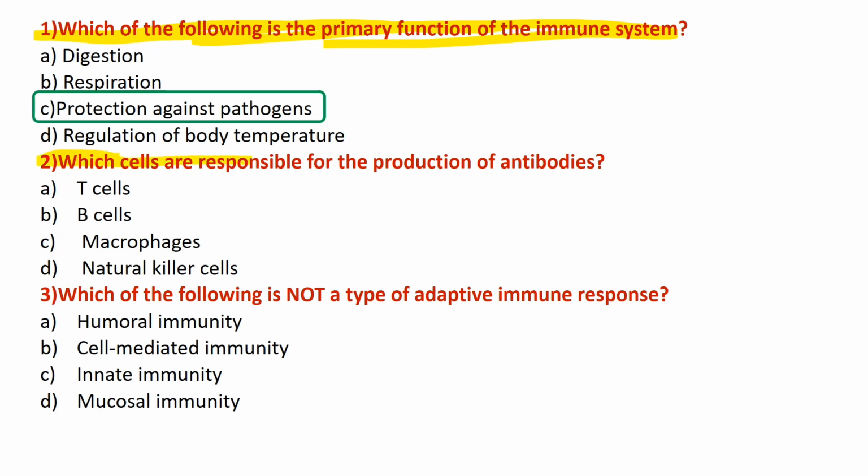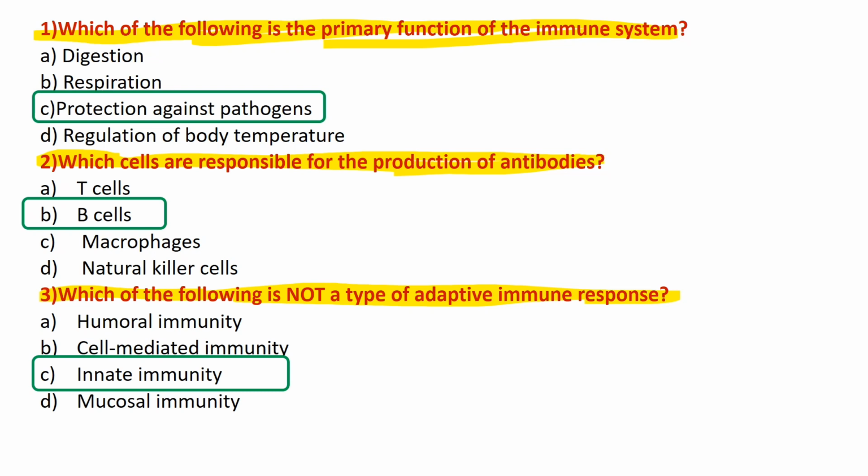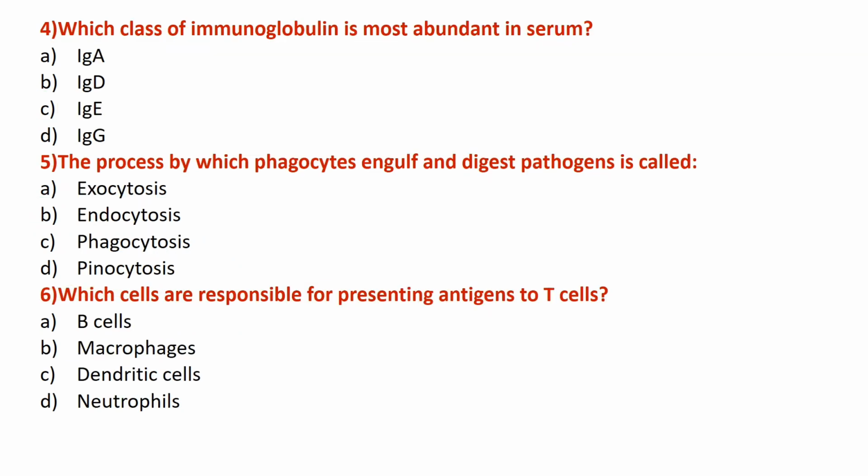Second question is, which cells are responsible for the production of antibodies? And the right answer is option B, B cell. Third question is, which of the following is not a type of adaptive immune response? And the right answer is option C, innate immunity is not a type of adaptive immune response.